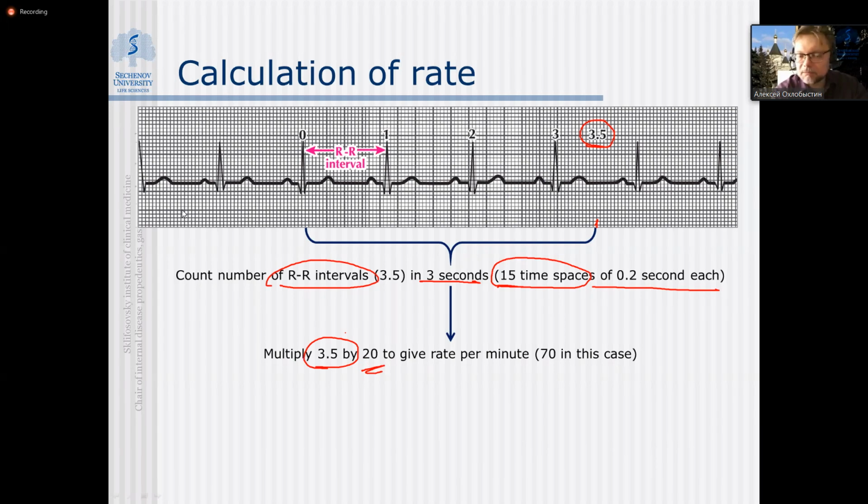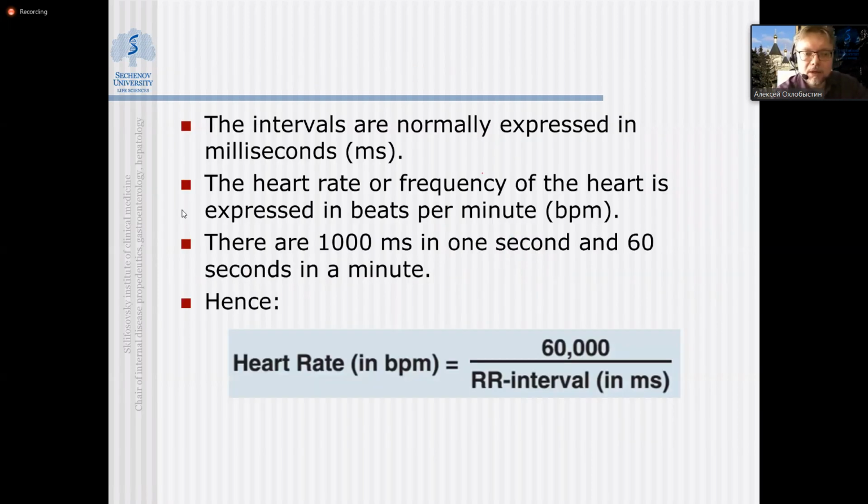So there are about 20 times 3 seconds in a minute. Therefore, we can multiply 3.5 by 20, and we'll get 60 heartbeats per minute in that case. Quite simple, quite convenient from the point of view of analysis of the significant bulk of the ECGs.